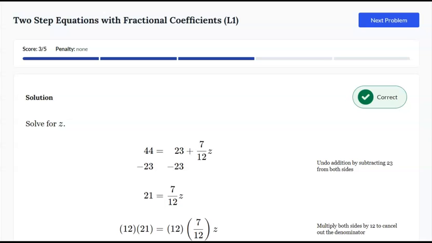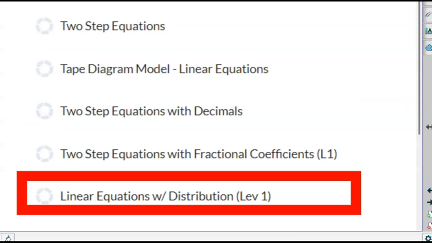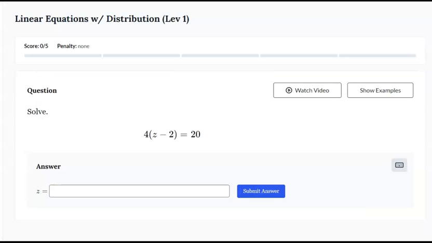All right, let's move on to the next topic. The final topic is solving linear equations with distribution. In this topic, you're going to have to get rid of these parentheses before you can start solving those two-step equations we've been working on. And you do that by multiplying this outside number here, known as the coefficient, times each item or term inside the parentheses. So 4 times z is 4z. And 4 times minus 2 is minus 8.